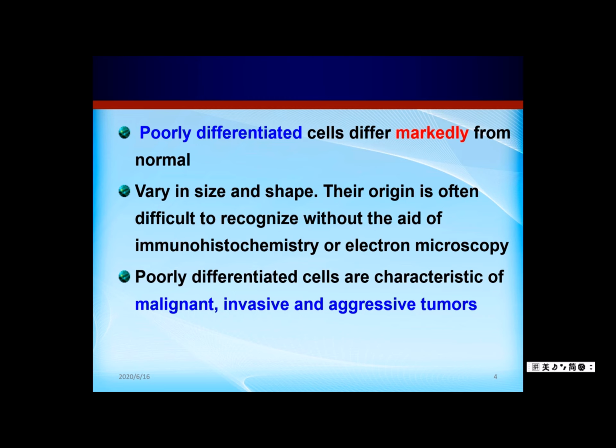So, if the tumor is very poorly differentiated, we need to do some special stain, for example, immunostaining. Poorly differentiated cells are characteristic of malignant, invasive, aggressive tumors.